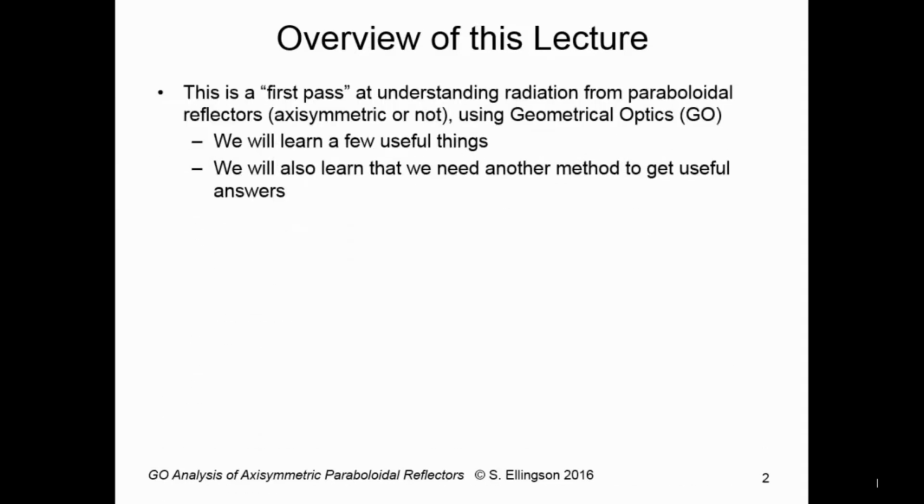Here's an overview of this lecture. What we're doing here is a first pass at understanding radiation from paraboloidal reflectors, whether they're axisymmetric or not. And we'll be doing this using geometrical optics, or GO. By doing this, we're going to learn a few useful things that will be generally applicable. And we'll also learn that we really need a method other than GO to get useful answers in this problem. So even though GO will turn out to be not an entirely satisfactory tool to use in this case, there will be some results which we will need and which we will find useful in subsequent work.